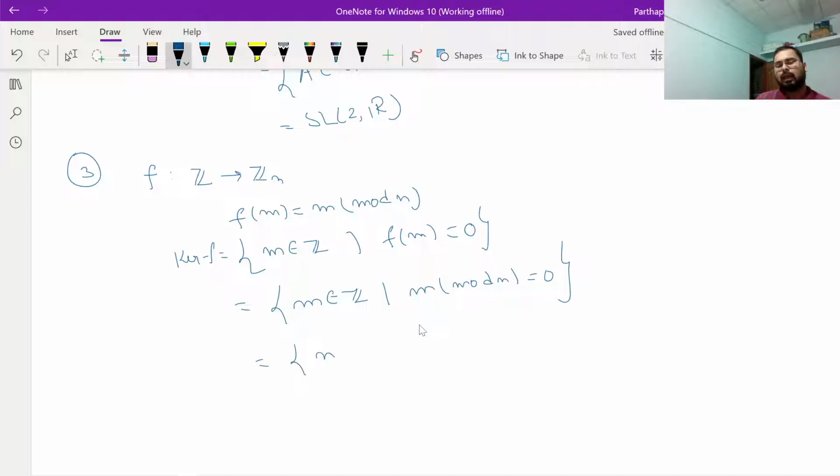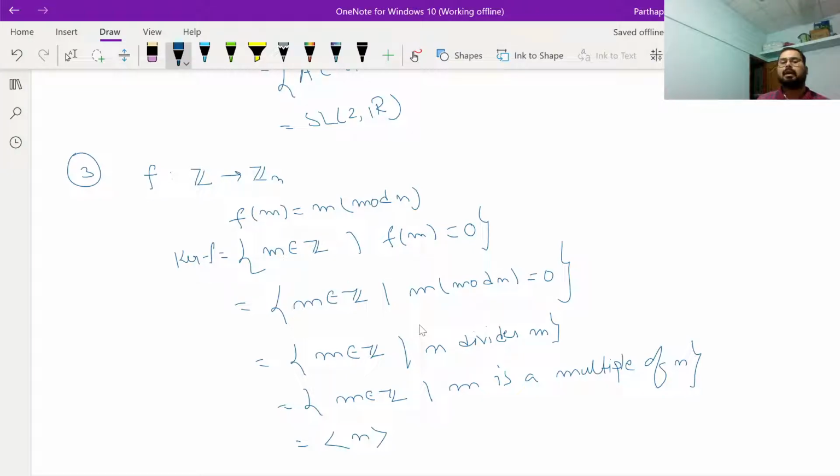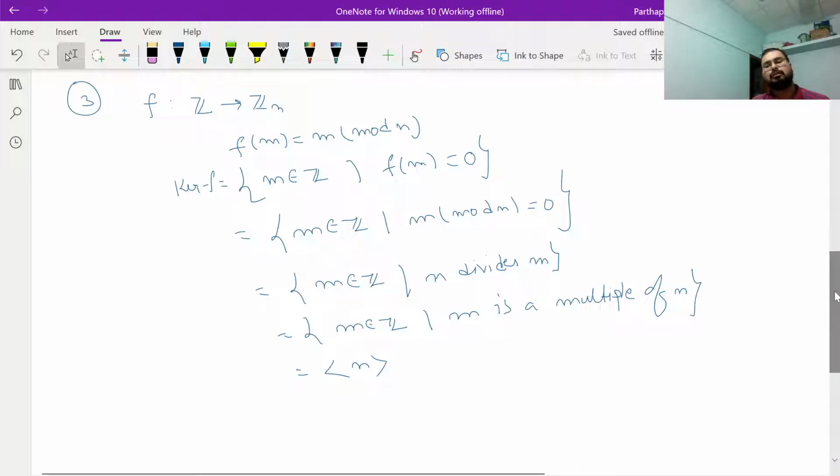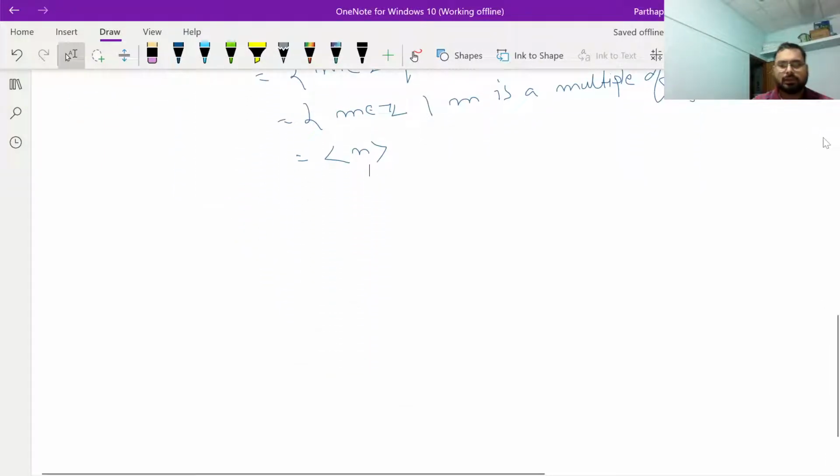So this implies m belongs to Z such that m modulo n equals 0, which means the remainder when m is divided by n is 0. That means n divides m. So those integers m such that m is a multiple of n. This is nothing but the set generated by n. Therefore the kernel of this homomorphism is the set generated by n. So these are some examples of how to find the kernel of a homomorphism. Okay. Now let us discuss a theorem.